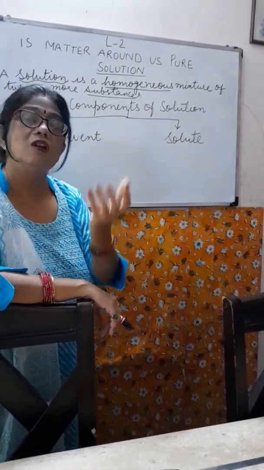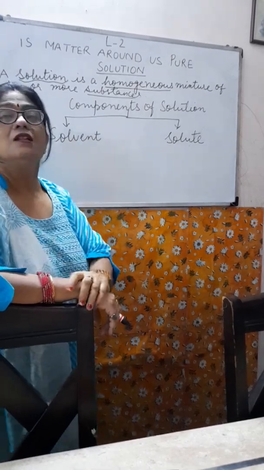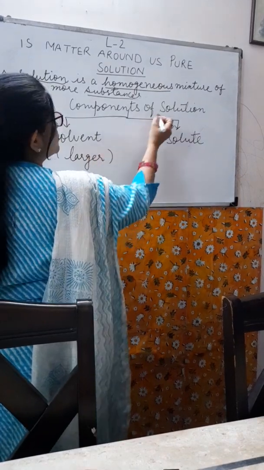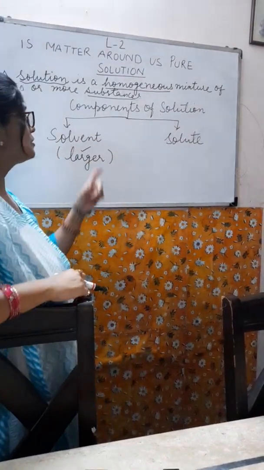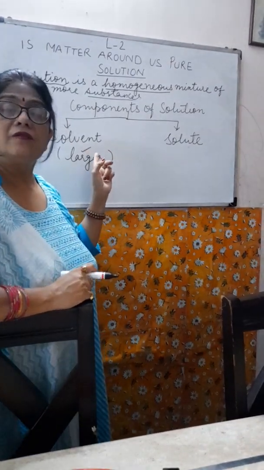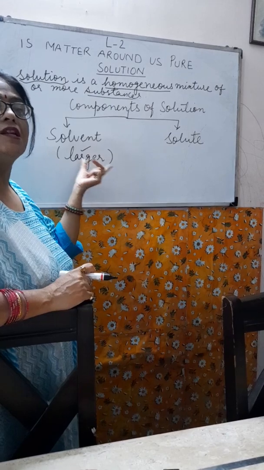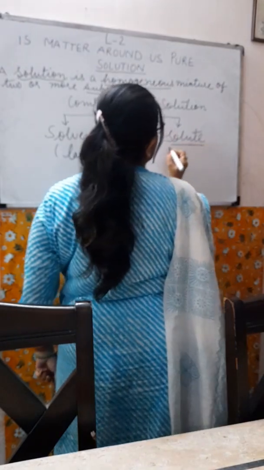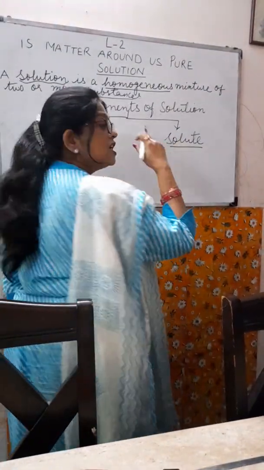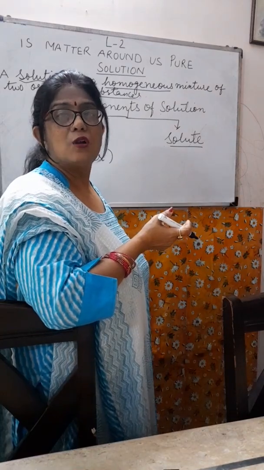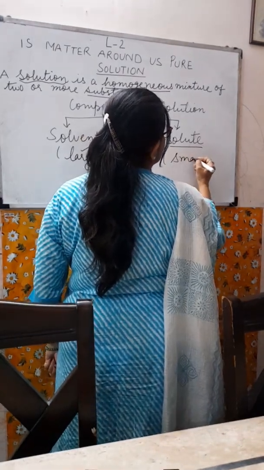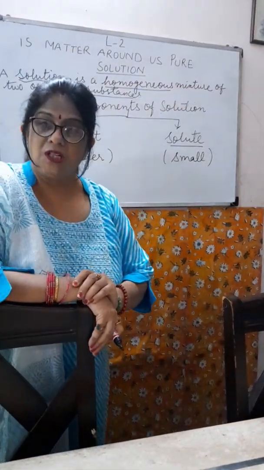मतलब जिसके अंदर dissolve हुए हैं other components, that is called a solvent. Means this will be present in larger quantities. The component of the solution which is present in larger quantity is called solvent, or the component of the solution which dissolves the solute in it is known as solvent, right? Then solute. The component of the solution which is dissolved in a solvent is known as a solute, or the component which is present in small quantities is known as a solute, right?